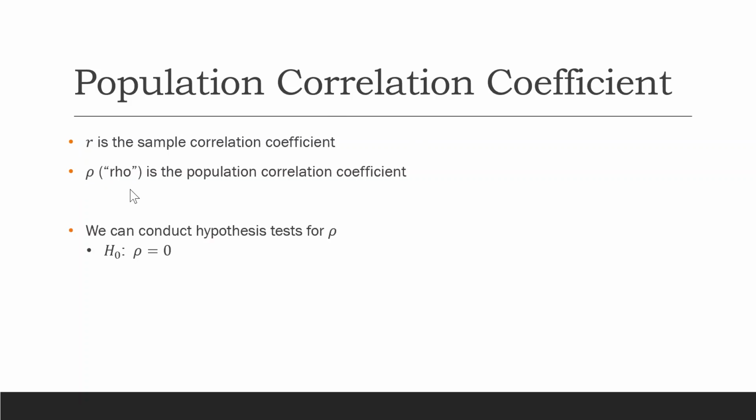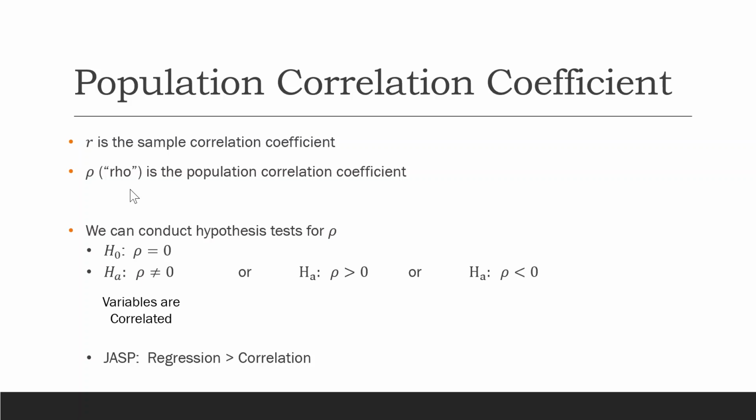And so, if we wanted to conduct a hypothesis test, our null hypothesis is that our population correlation coefficient equals 0. And then, of course, the population correlation coefficient can be positive, negative, or not equal to 0. So we have several alternative hypotheses here that can be both directional or non-directional. If we choose a non-directional one, so we use rho not equaling 0, that means our variables are correlated as our alternative hypothesis, if we just want to know if they're related or correlated.